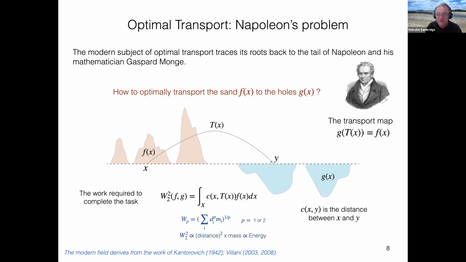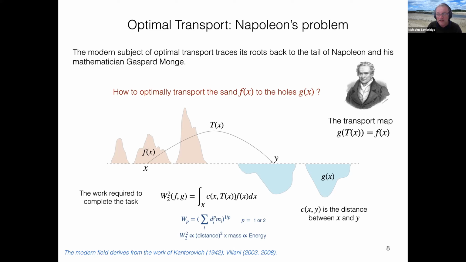Now, we define the answer to that as a mapping. We'll call it T of X here. I move the parcel of sand at X to the position Y. And I can always define such a mapping. Every part of X goes to a part of Y. And the question is, what is efficient? How do I define efficiency?